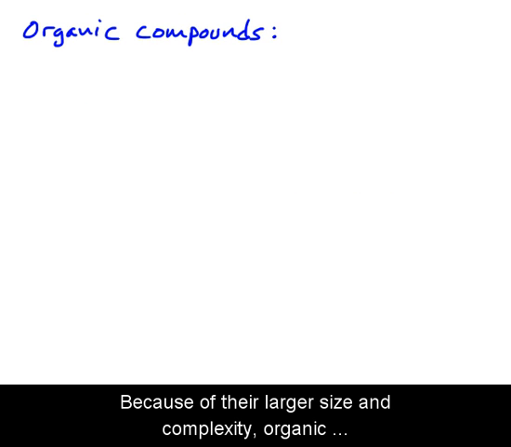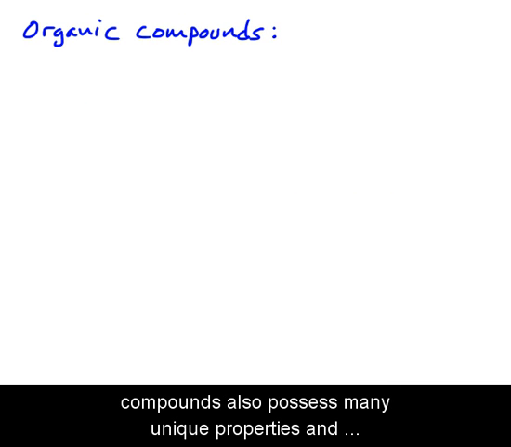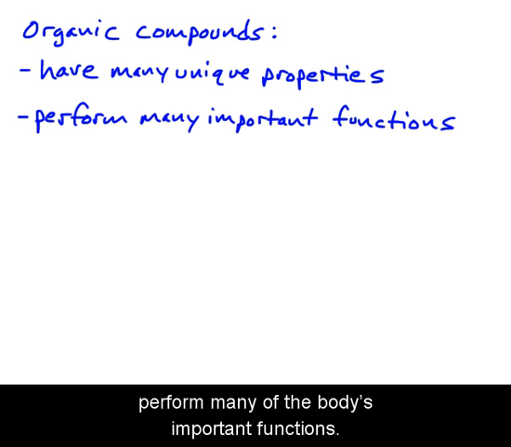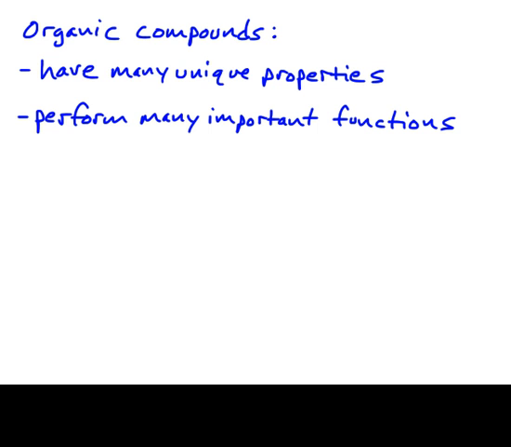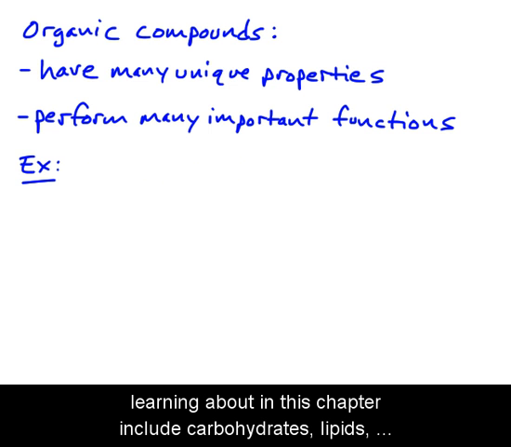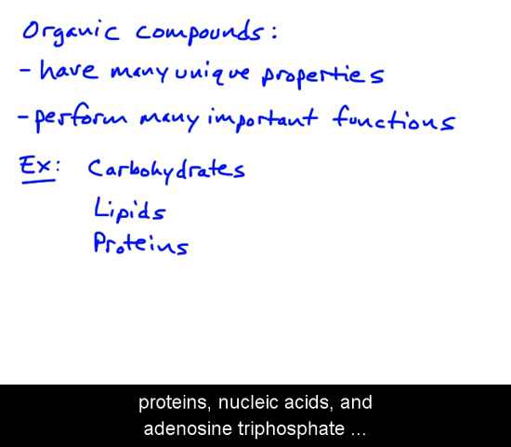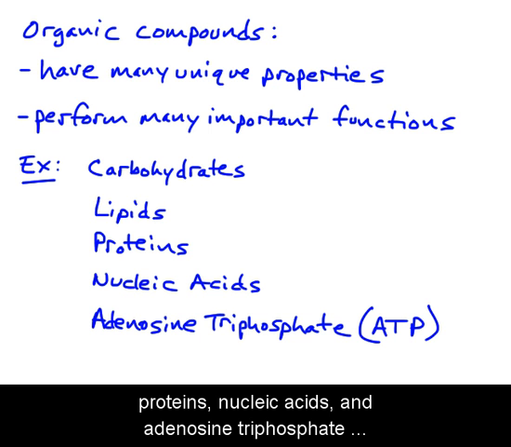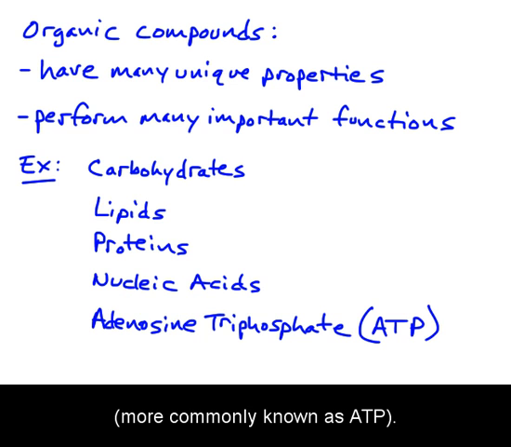Because of their larger size and complexity, organic compounds also possess many unique properties and perform many of the body's important functions. Examples of organic compounds that we'll be learning about in this chapter include carbohydrates, lipids, proteins, nucleic acids, and adenosine triphosphate, more commonly known as ATP.